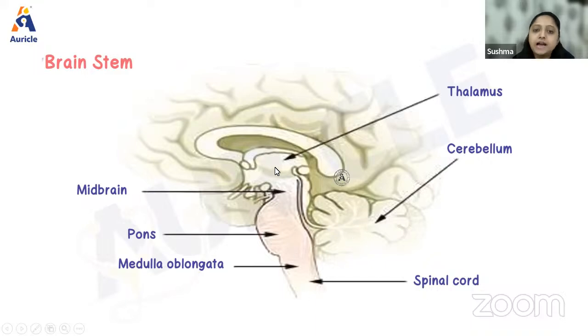From all of these, I have the ascending and descending tracts, which will go into the thalamus, and all of us know thalamus is the relay station. From the relay station, it goes into the cerebral cortex.